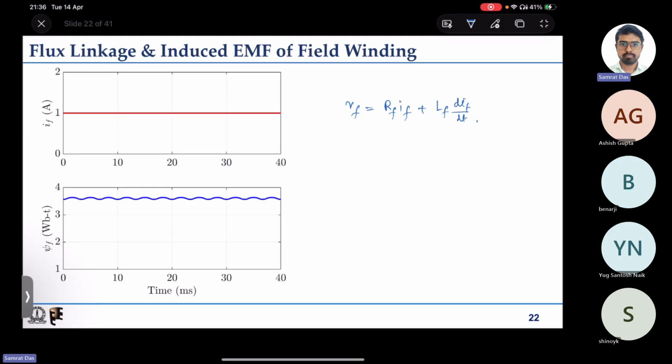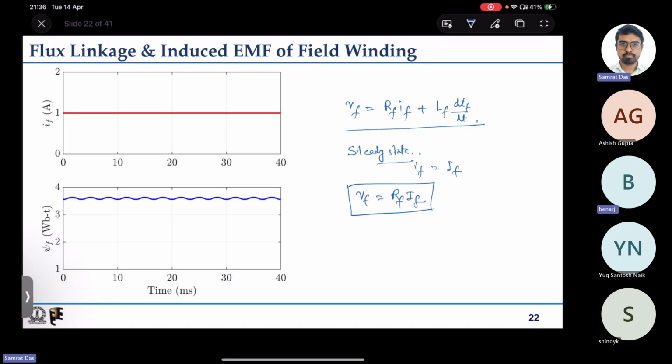Yes. If it reaches steady state, then this is the transient equation. Steady state means IF is a DC quantity, capital IF, so you will have VF equal to RF into IF. This is the steady state equation. But transient is important, right?